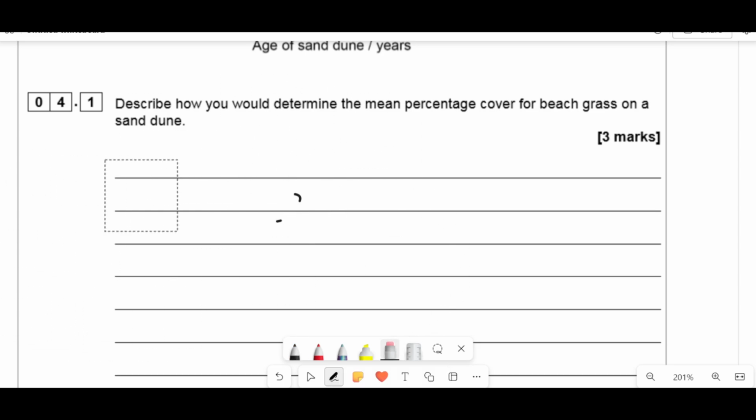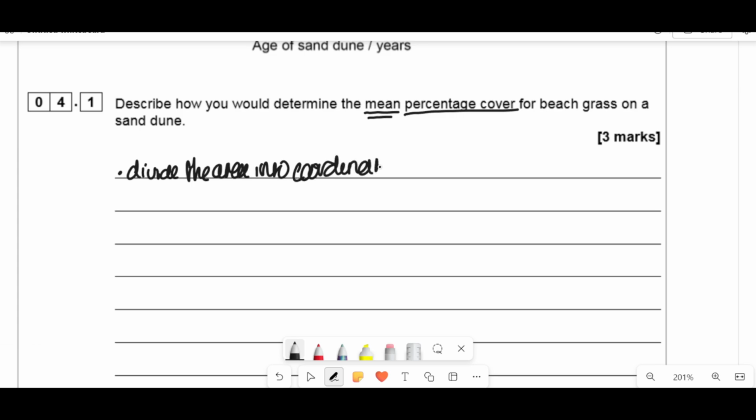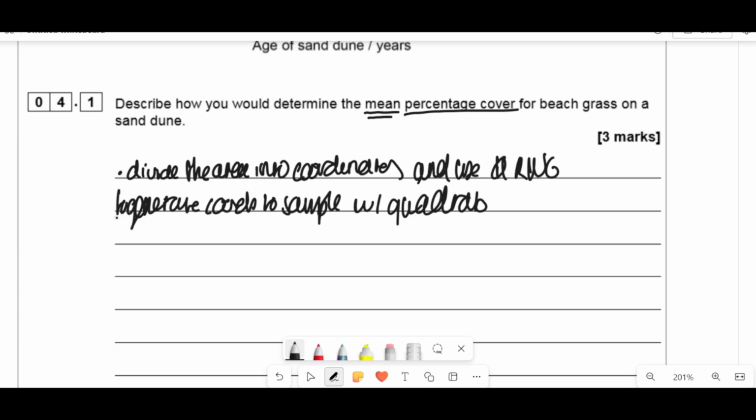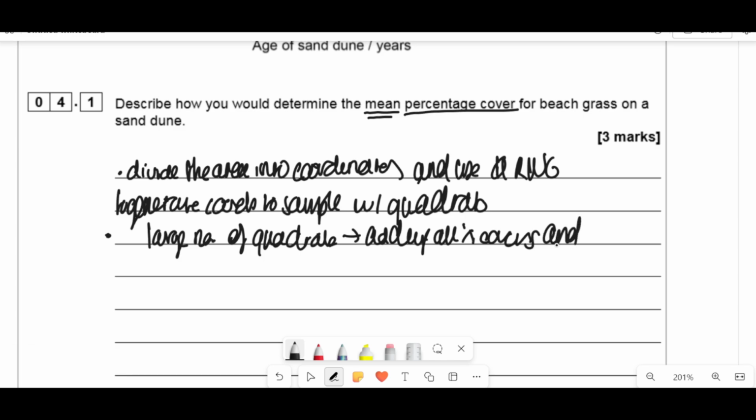So then here we need to work out the percentage cover, but also the mean percentage cover. So what you're going to do is find the percentage cover at different places with a large number of quadrats, and then find the mean. First of all, divide the area into coordinates and use, obviously you write this in full, I'm just being lazy, a random number generator to get coordinates to sample with quadrats. Then you count them and collect the percentage covers. Use a large number of quadrats. Then to find the mean, you add up all your percentage covers and divide by the number of quadrats used.